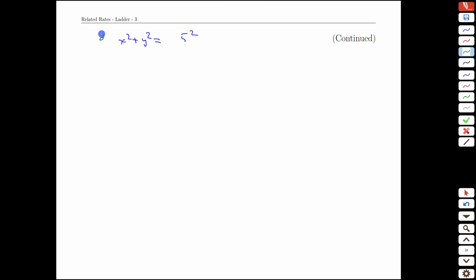This relationship ties x and y, which are both changing with time, together with this constant 5 squared. And so we can take the time derivative of both sides. One side is super easy, it's simply 0. The other side, we're taking the time derivative of x squared. We've seen this before, so I'll go a bit more efficiently here. And we have y with respect to t. The derivative of anything squared is 2 times the same thing, and then the derivative of the inside.